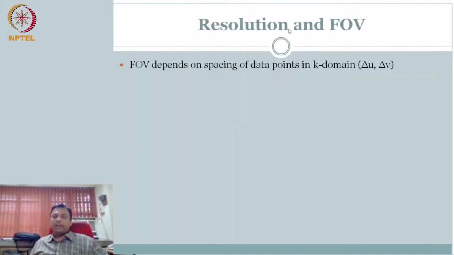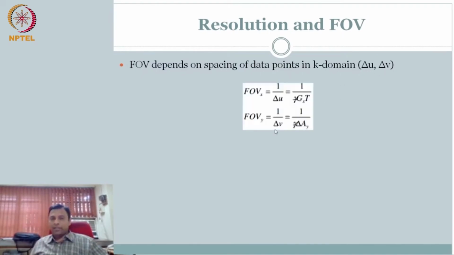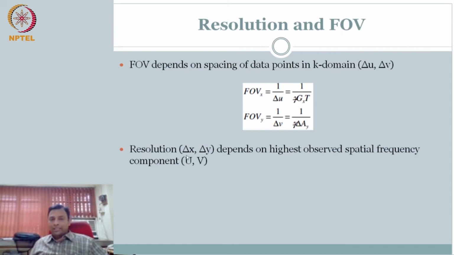So the relationship between resolution and field of view depends on the spacing between points in k domain, which is delta u and delta v. Likewise, right? So field of view x is 1 by delta u, y is 1 by delta v, which we saw before. Likewise, your resolution delta x, delta y depends on the highest observed spatial frequency, which is u and v. Which is intuitively making sense. Highest frequency is going to dictate your resolution, right?